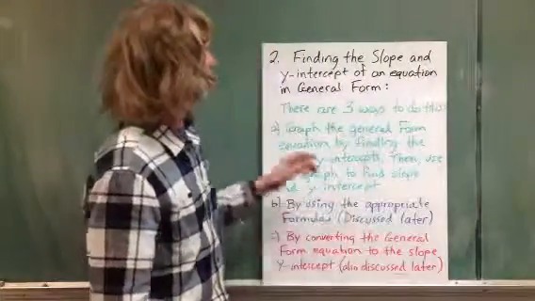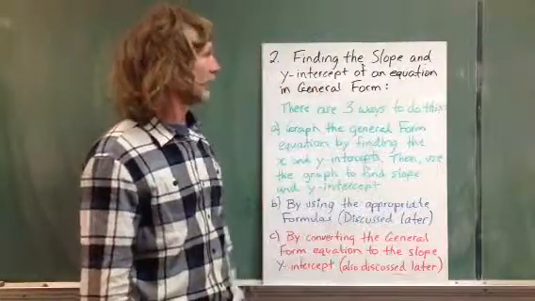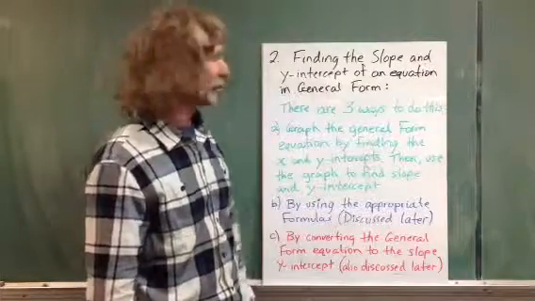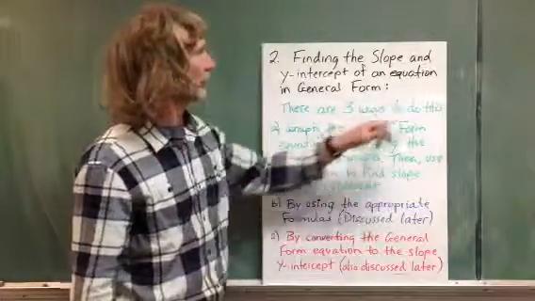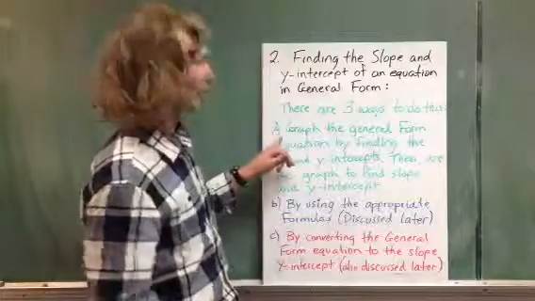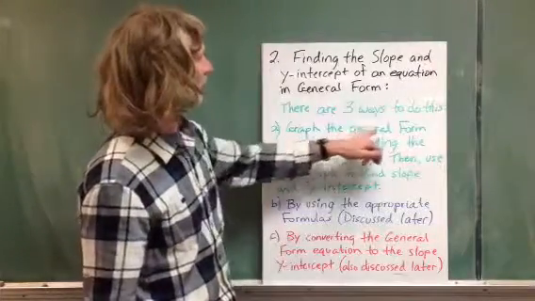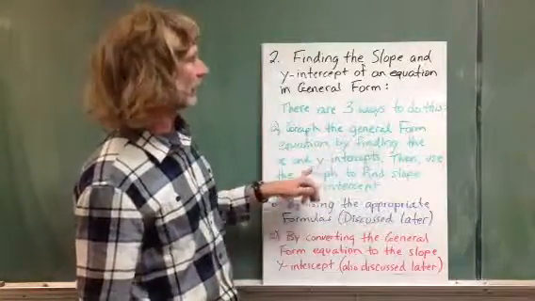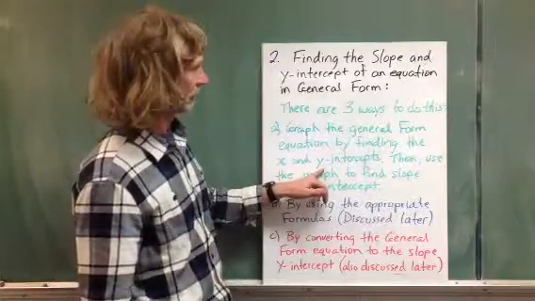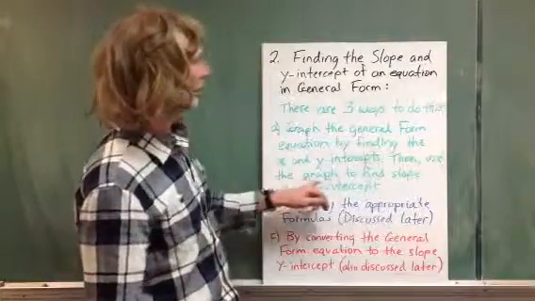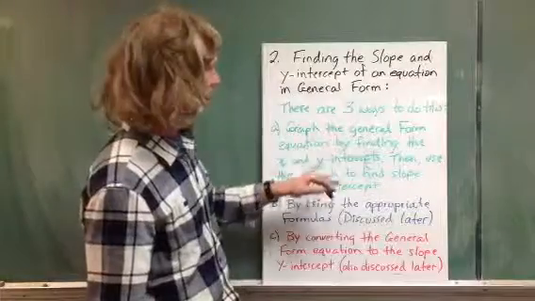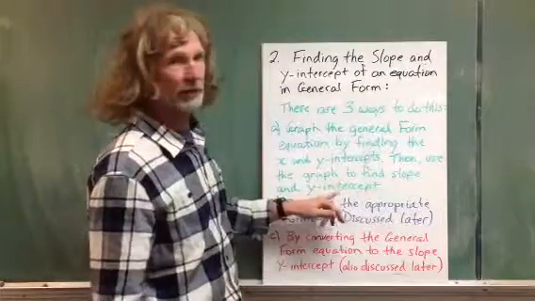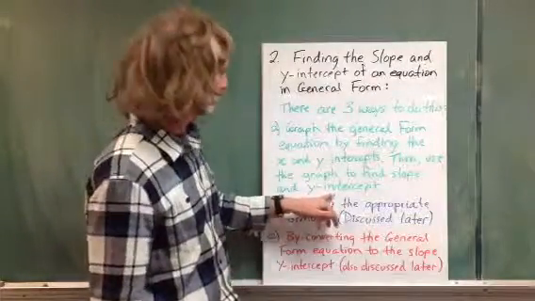Okay, this next slide is about finding the slope and y-intercept of an equation in general form. There are 3 ways to do this. A, or the first way, graph the general form equation by finding the x and y intercepts. Then use the graph, so we'll join those 2 intercepts with a straight line, then use that graph to find the slope and the y-intercept using methods that we've already learned.